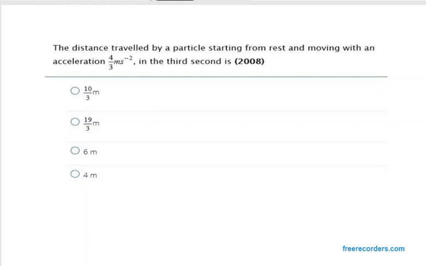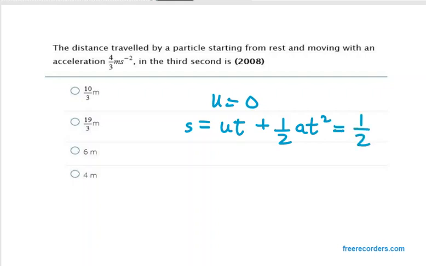So for this question, it says the particle is at rest. That means our u is equal to 0. So as you know, the relation between the distance and time is given by s is equal to ut plus half at square. So for this particular question, it will be s equal to half at square.